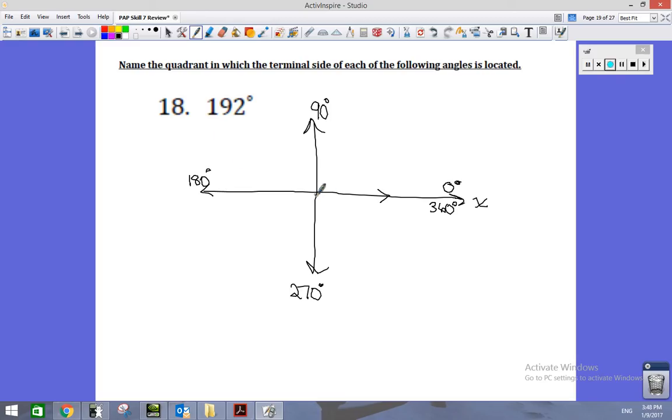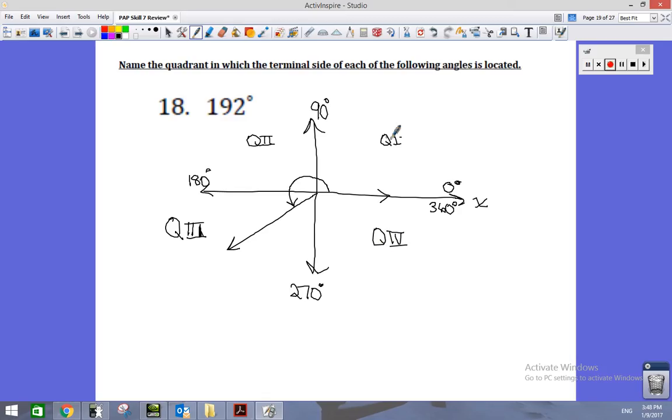So 192, positive angle measure is counterclockwise. So I rotate this direction counterclockwise, and my terminal side is here in quadrant 3. Because this is quadrant 1, this is quadrant 2, and this is quadrant 4.